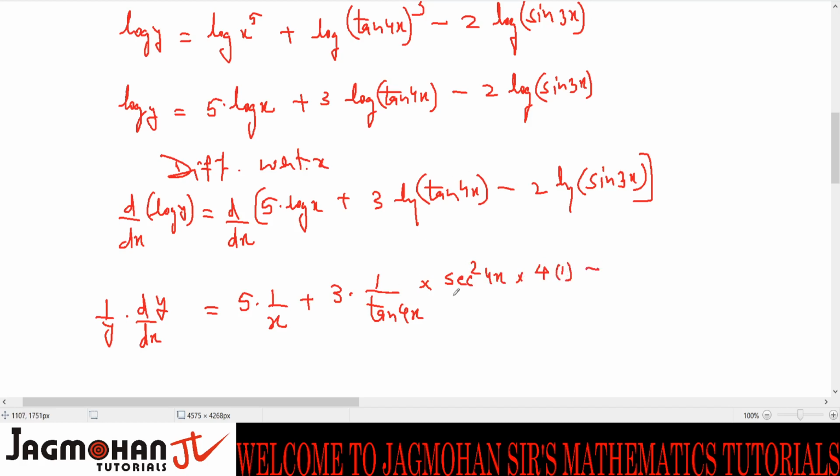We could do it directly. See, this is the advantage of solving a number of problems. The more problems you solve, the faster and more accurate you become. Then you have d by dx of 2 log sine 3x, 2 into 1 upon sine 3x into derivative of sine 3x, which is cos 3x, into derivative of 3x, that is 3.